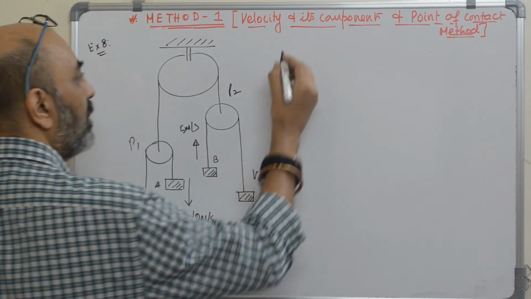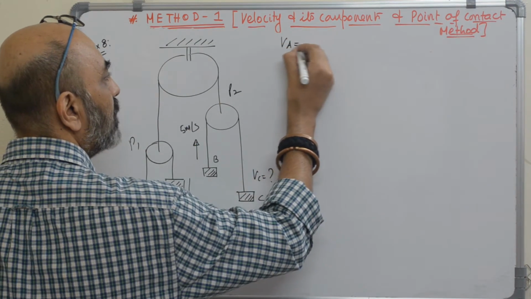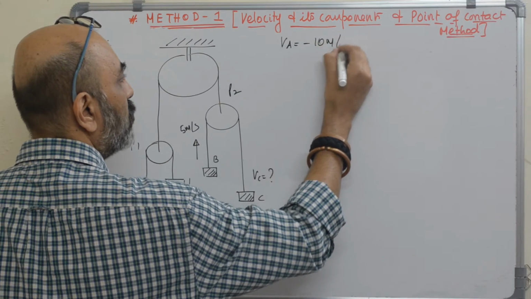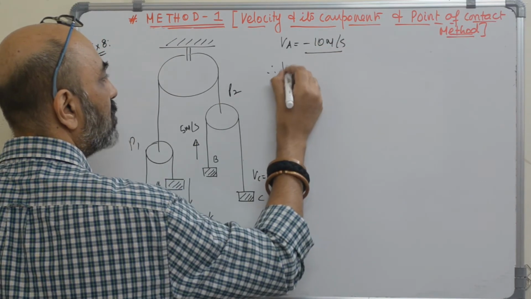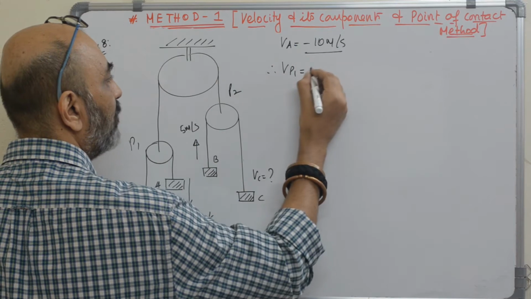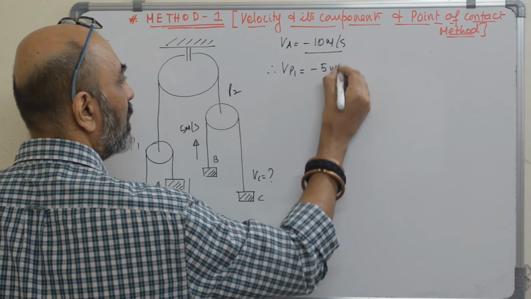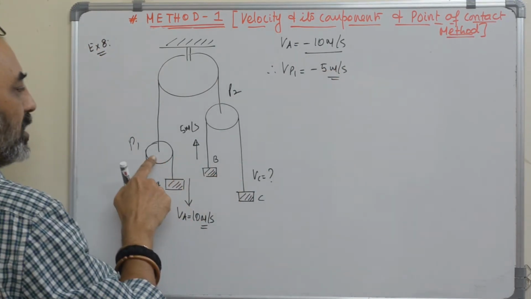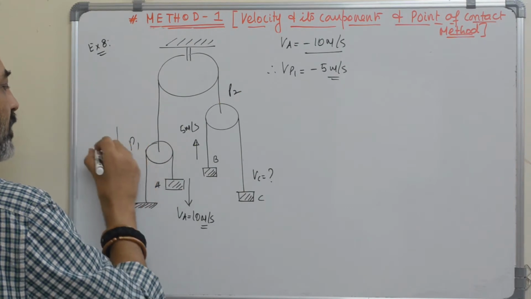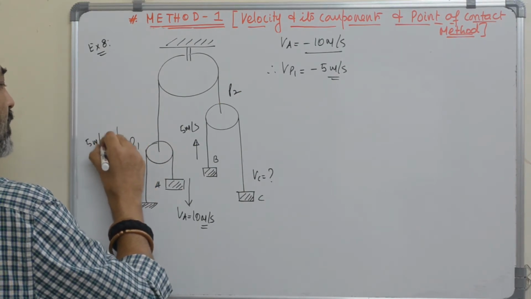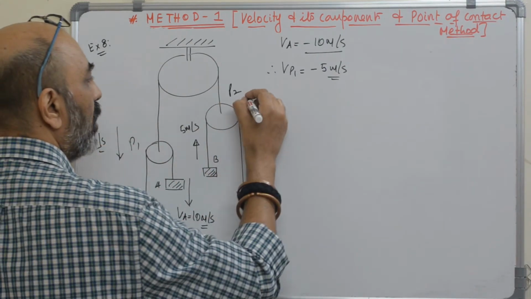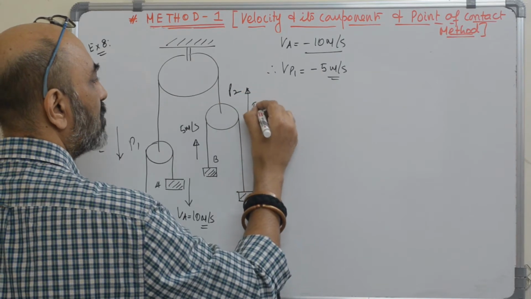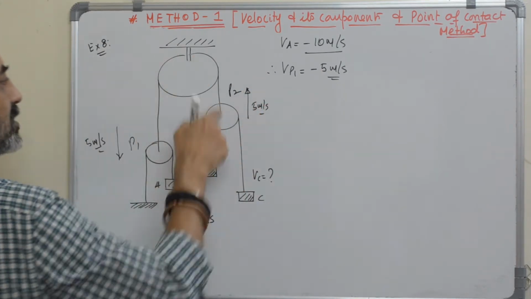So could I write, first of all, VA is what? Minus 10 meter per second, it is going down. So therefore velocity of pulley 1 is going to be half of that, that is minus 5 meter per second. So if the pulley is going down with a speed of 5 meter per second, that means pulley 2 is going to go up with a speed of 5 meter per second because it is a single string.